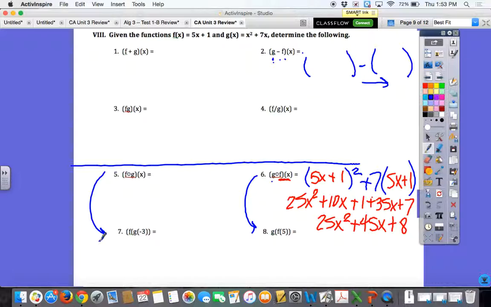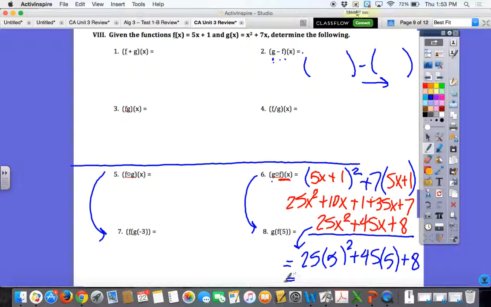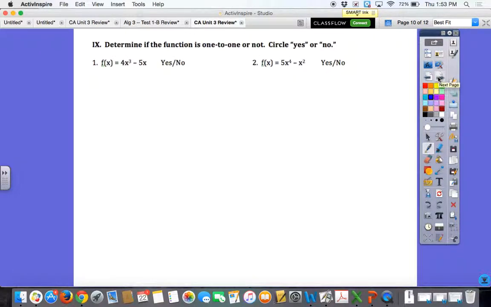I can take this answer that I have for number 6. I can use it then in number 8 and just go through here and put in my number. This will be a gigantic number, but it will be a number. And you can evaluate that thing and tell me what it's equal to. Just use your calculator. Okay, for 1 to 1, remember he has to pass the horizontal line test.